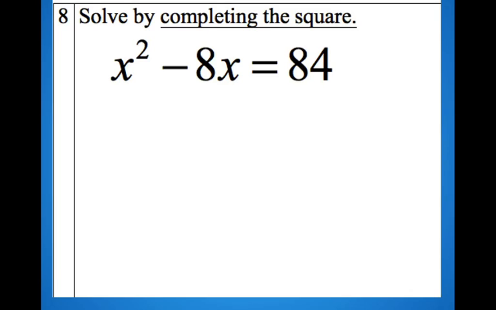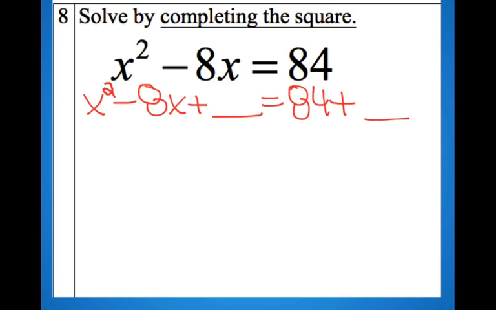Solve by completing the square. So we're going to have x squared minus 8x plus a nice blank, equals 84 plus a nice blank, and we're going to find the magic number. So half of 8 is 4, 4 squared, 16.